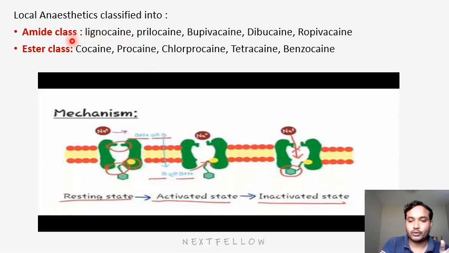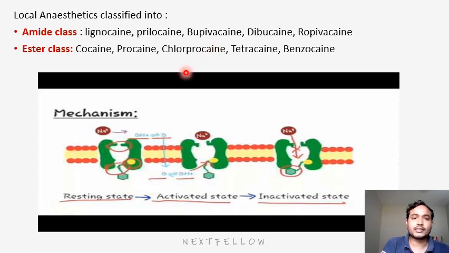Amide has an I in the name, so the amide drugs have two I's in the name itself. Lignocaine, prilocaine, bupivacaine. Based on that we have to classify them.